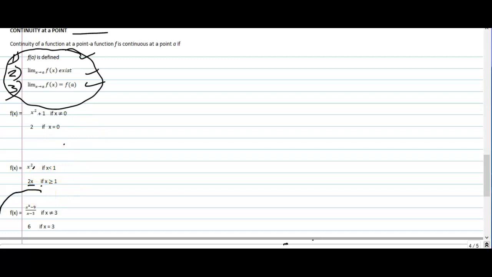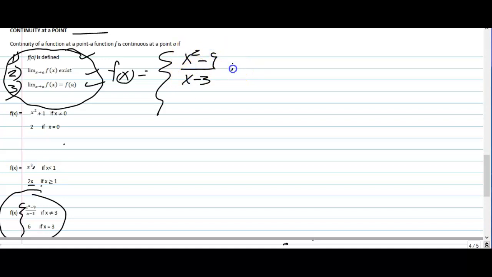So we're looking at one last example, and that is f of x is equal to x squared minus 9 over x minus 3, provided that x is not equal to 3. And when x is equal to 3, the function is equal to simply 6.